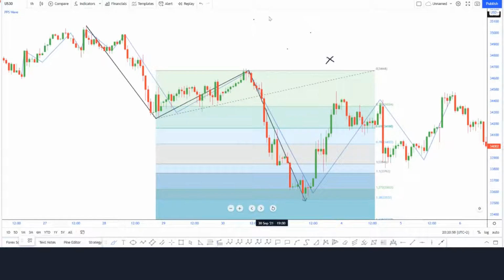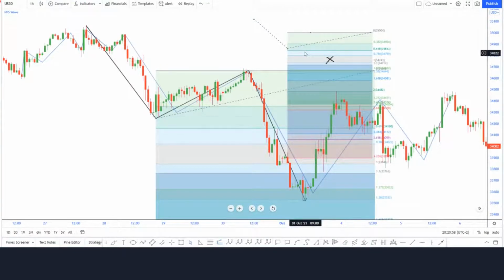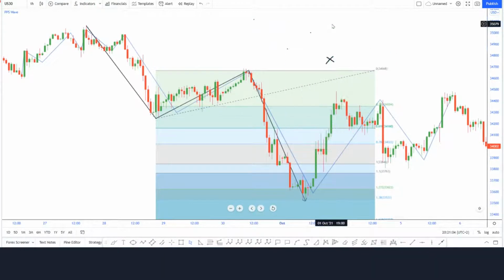Basically, you get this tool, you start right here, then you drag it to this point, then you click, then you drag it up like this. Then this will give you the extension of this AB down here. So hopefully this will make it easy. Guys, so right here we have 138%.